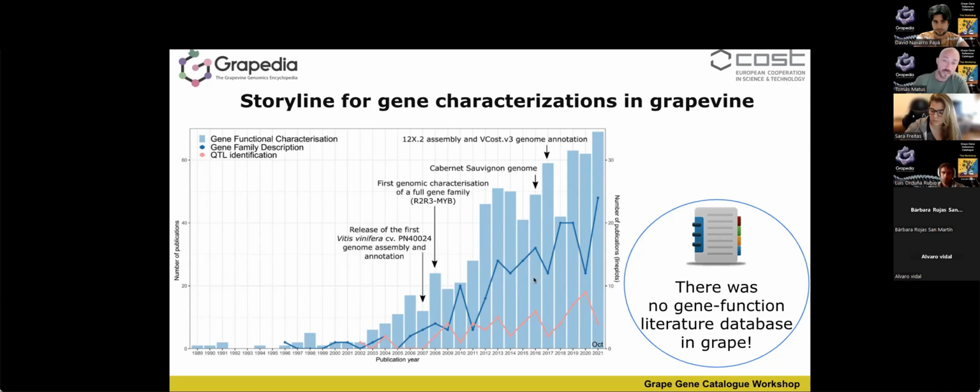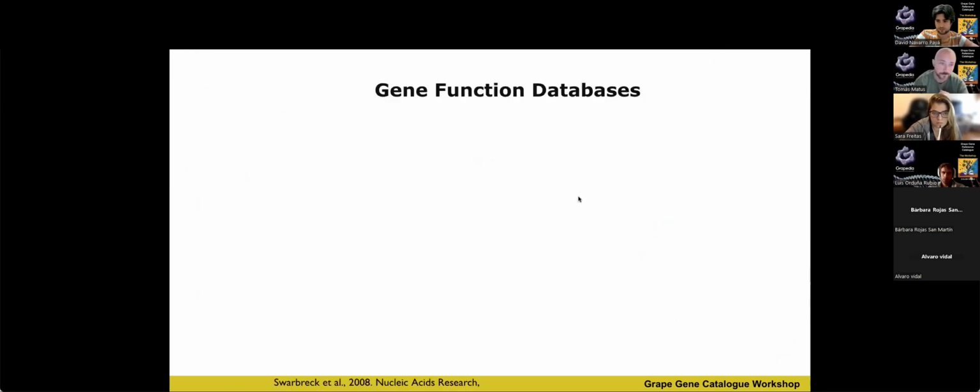And right now, we have all of these genes, but there was no resource, no gene function database or literature database to have all this information, right? So that was a first need.